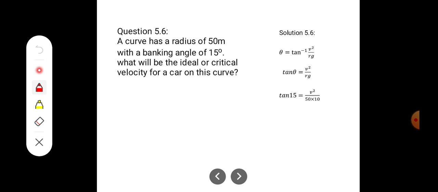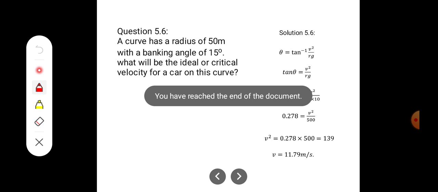If you substitute values, v is what we are looking for, all over r, which here is 50 meters. Then g is acceleration due to gravity, 10 is what we are using. So tan 15 is 0.278. v squared, 50 times 10 is 500. So if we cross multiply, your v squared is equal to 0.278 times 500. That's giving us 139. So v will be the square root of 139, which is 11.79. Okay, this is a beautiful solution.